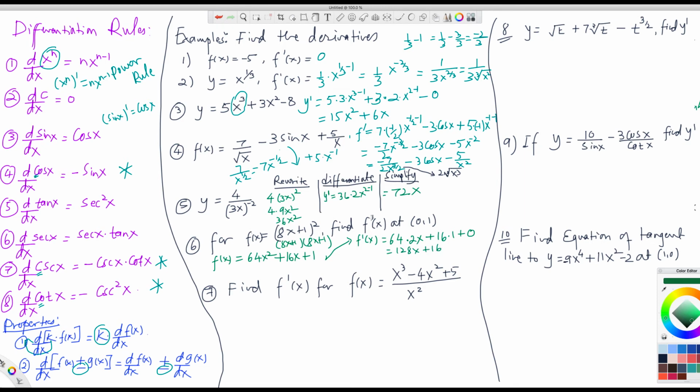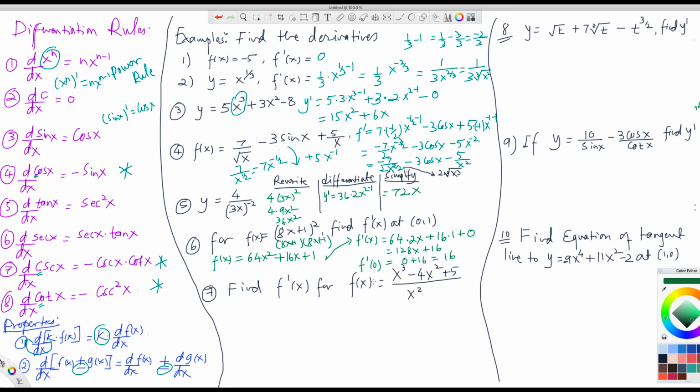But you want to find f prime of x at x equals 0, right? So what you do, f prime at x equals 0 is, just replace x by 0. So 128 times 0 is 0, plus 16. So the final answer is 16. That's what you get.